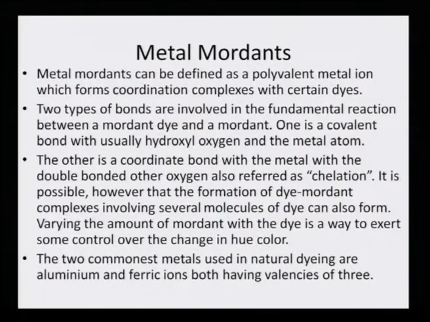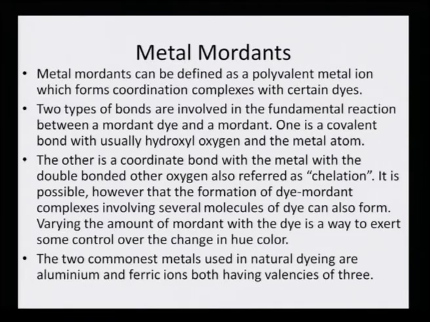Now, we are trying to get into the chemistry. A transition metal, as you would recall, has many oxidation states, and therefore, it is called polyvalent metal ion, and it has the capacity to coordinate with several positions of the dyes. Two types of bonds are involved in the fundamental reaction between a mordant dye and a mordant. One is a covalent bond, which usually occurs with the hydroxyl oxygen and the metal atom, and the other is the coordinate bond with the metal with the double bonded oxygen, also referred to as chelation. It is possible, however, that dye mordant complexes involving several molecules of dye can also form.